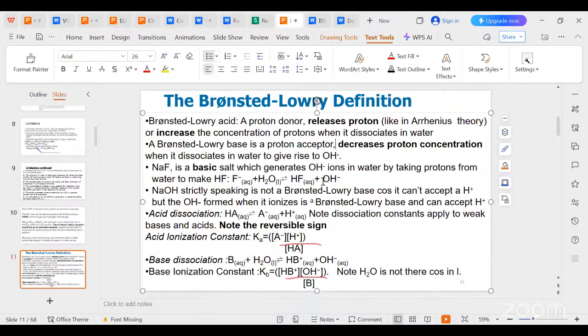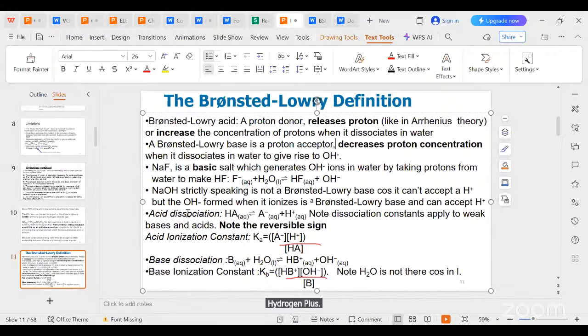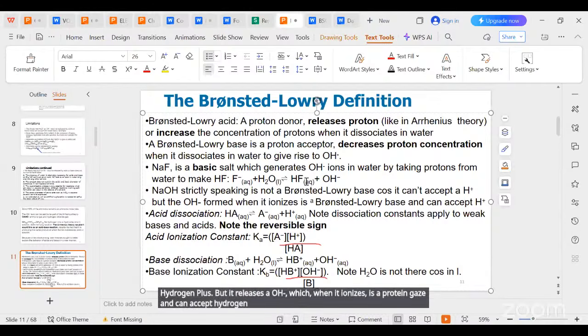Releases an OH to form HF and OH minus ion. Sodium hydroxide, strictly speaking, is not a Brønsted-Lowry base because it cannot accept a hydrogen ion, but it releases OH minus, which when it ionizes is a Brønsted-Lowry base and can accept a hydrogen ion. So you see, we are trying to explain it with respect to Brønsted-Lowry acid and base.